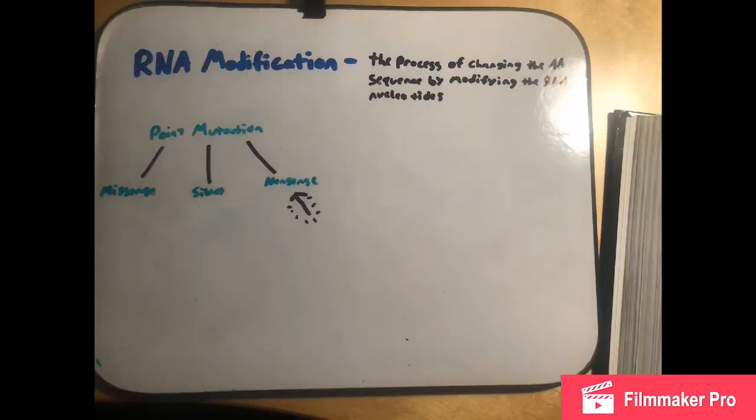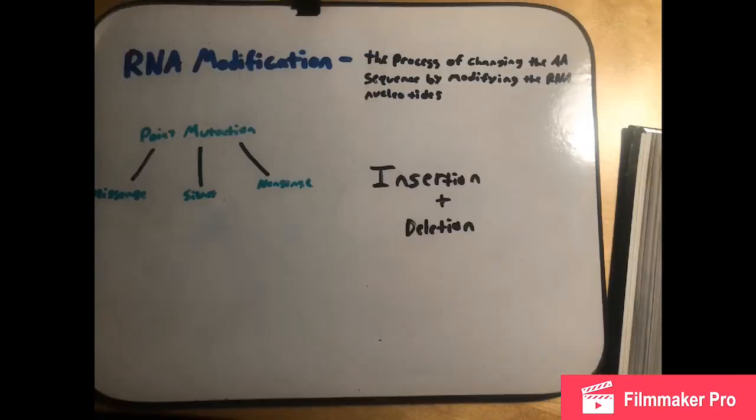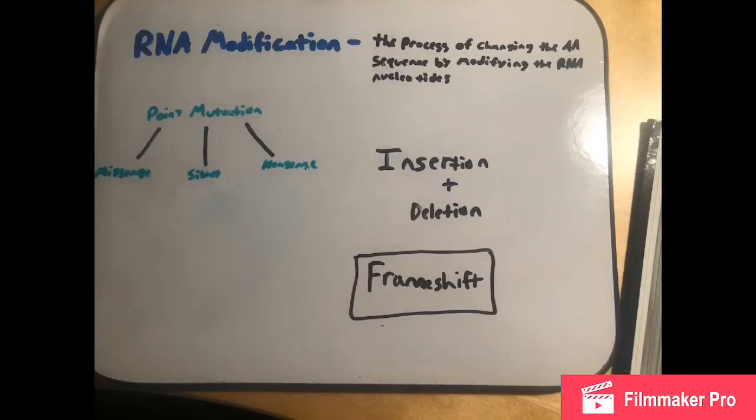Last is the nonsense mutation, which is when the nucleotide changes and its corresponding codon turns into a stop codon, thus stopping a sequence. Finally, we have insertion and deletions. This is when a nucleotide is either added or removed, thus resulting in a frameshift mutation.